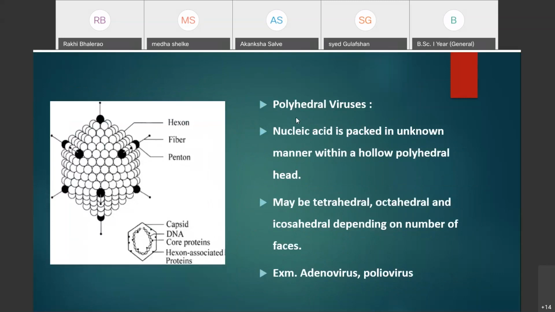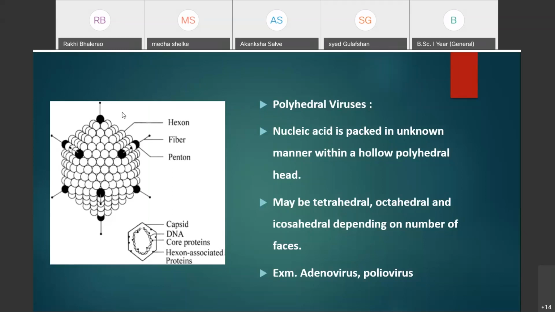First, we have discussed the helical viruses, in which the nucleic acid is coiled and present in the helical form, and the capsomeres and the capsid surrounding the genetic material are also arranged helically. Examples of helical viruses are the mumps virus, rabies virus, and the tobacco mosaic virus.